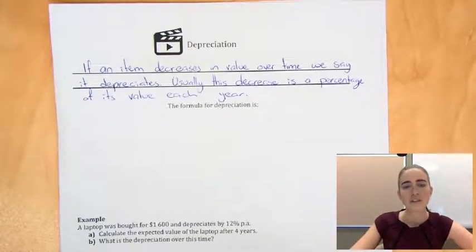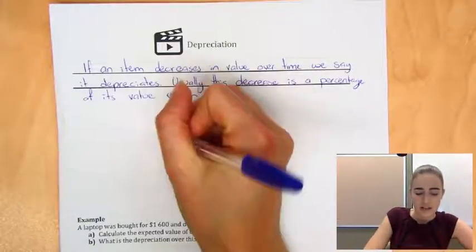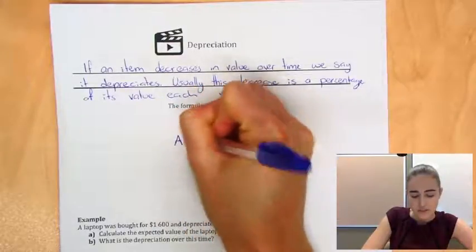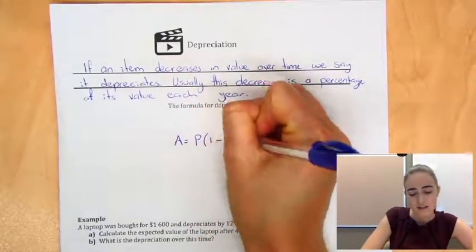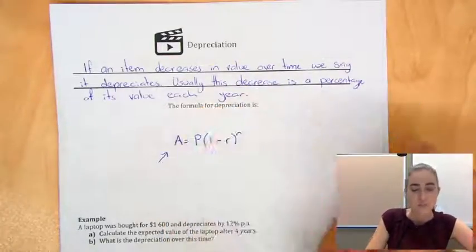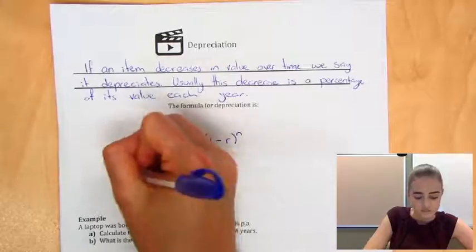So the formula for depreciation is really similar to the formula for compound interest. But instead of gaining money or gaining value every time period, it loses value. So the only difference is we're going to replace the sum, so the plus sign, with a minus sign. So we're going to have its value, so the total amount, is equal to the principal outside of 1 minus r to the power of n. So this is its value after the time periods.